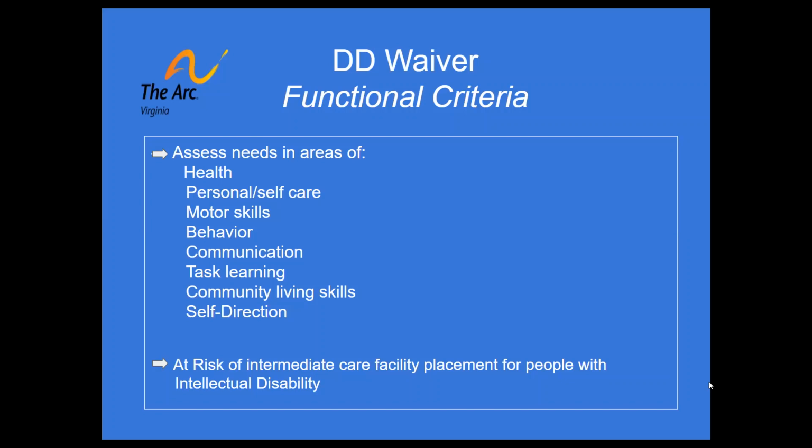In the DD waiver, a person is assessed in 8 different areas, including health, personal care, motor skills, behavior, communication, learning skills, community living, and self-direction. A person must need help in several of these areas, but not all 8. And in the DD waiver, they must also be at risk of placement in an intermediate care facility.